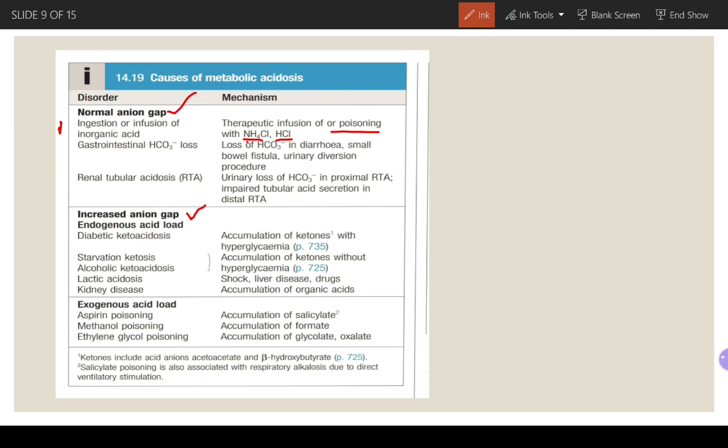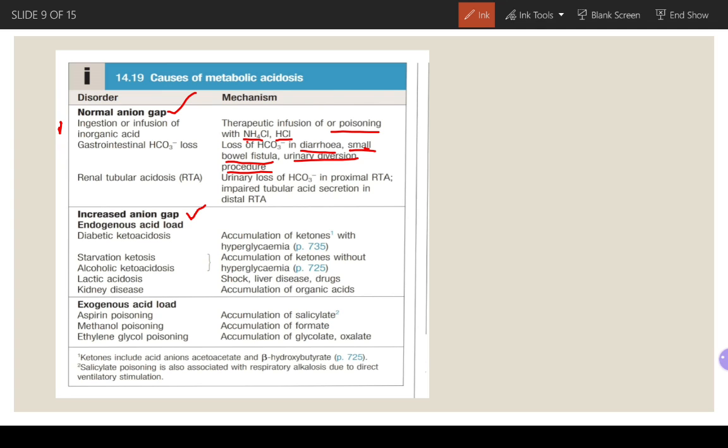So when do you lose it? What are the gastrointestinal causes? It can be diarrhea or a small bowel fistula or a urinary diversion procedure. The most common is diarrhea. So if a person comes with diarrhea and features of metabolic acidosis, you can suspect that is the cause for it. Okay, so diarrhea. Now another cause is renal tubular acidosis.